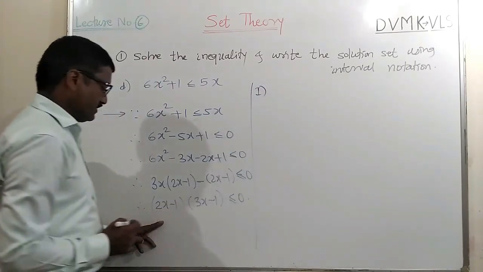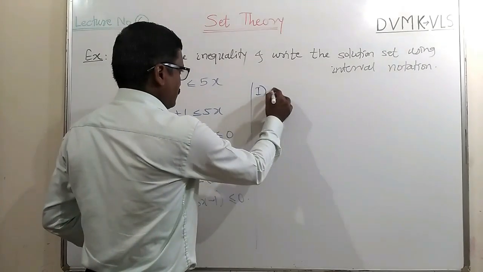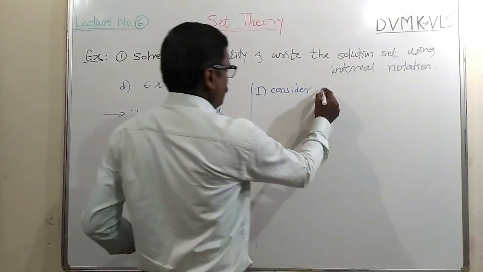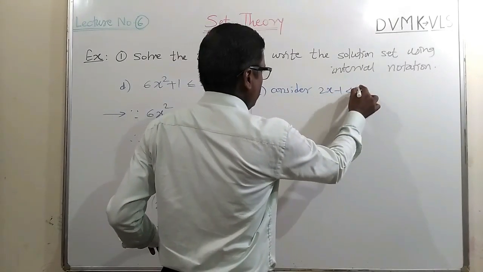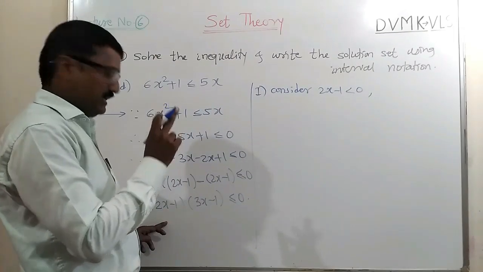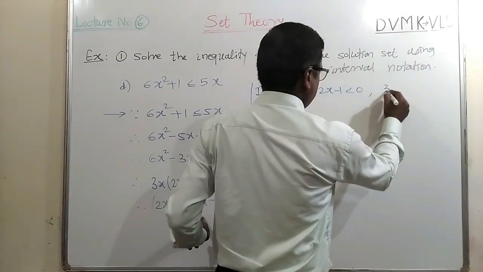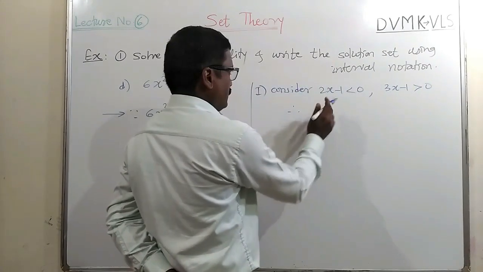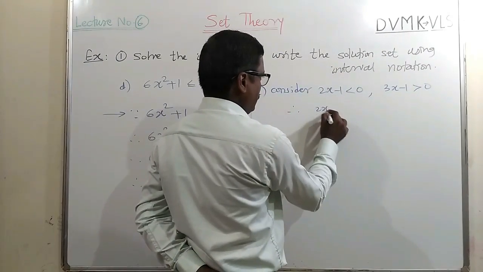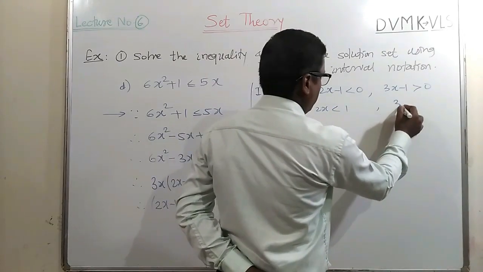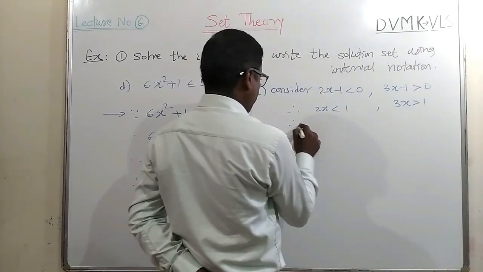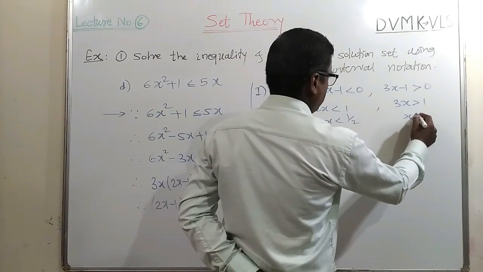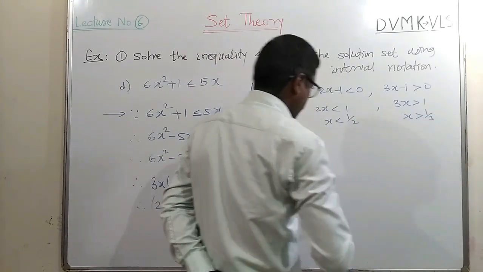So first case here now. Consider, or let, 2x minus 1 is negative, and comma means and, 3x minus 1 is positive. Therefore, this gives us that 2x is less than 1, 3x is greater than 1. Therefore, x is less than half and x is greater than 1/3.